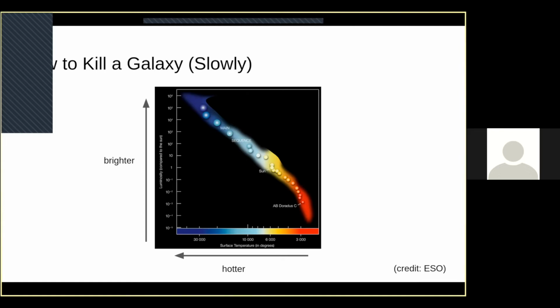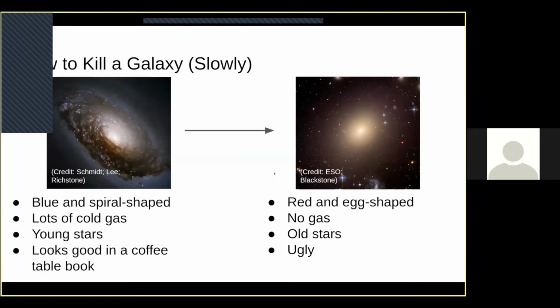And once you stop forming stars, you slowly become redder and redder as your blue stars die off and all you have left are yellow and red ones. So when we look at a picture like this, we know that this is a galaxy which is forming stars, and this is one which stopped a while ago. So these galaxies on the right are formed from these galaxies on the left. And let's talk about how that happens.